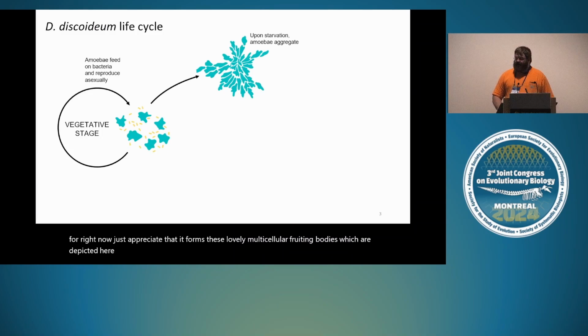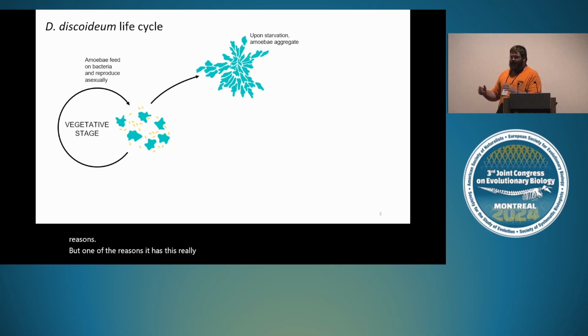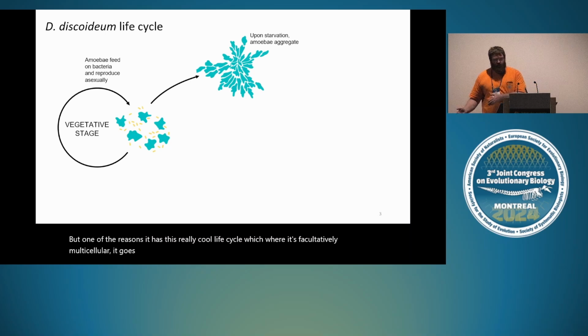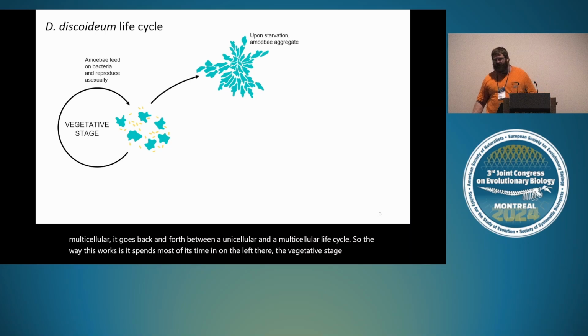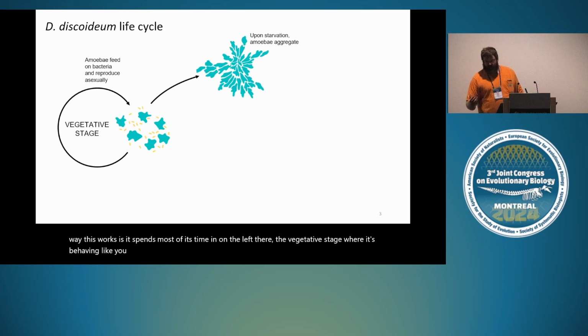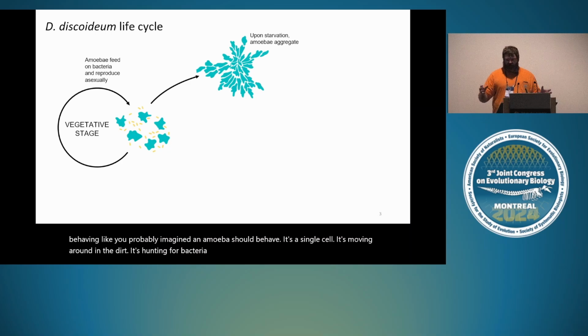Now, Dicty's been studied by lots of people for a long time for lots of reasons, but one of the reasons is it has this really cool life cycle where it's facultatively multicellular. It goes back and forth between a unicellular and a multicellular life cycle. And so the way this works is it spends most of its time on the left there, the vegetative stage, where it's behaving like you probably imagine an amoeba should behave. It's a single cell, it's moving around in the dirt, it's hunting for bacteria and reproducing asexually.